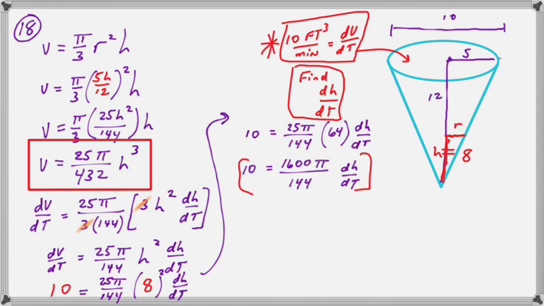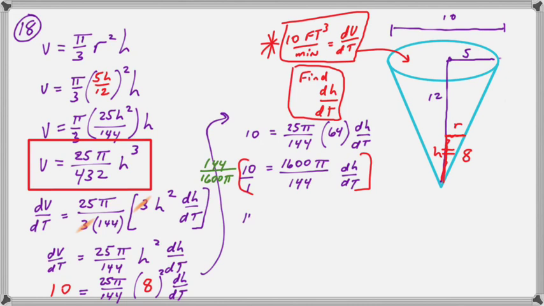I just rewrote it. 8 squared is 64. 64 times 25. 4 times 25 is 100, and then you need 16 of them, because 4 times 16 is 64. Now you're going to multiply by your reciprocal. The reciprocal being 1600 pi over 144. No, the reciprocal would be 144 over 1600 pi, right?